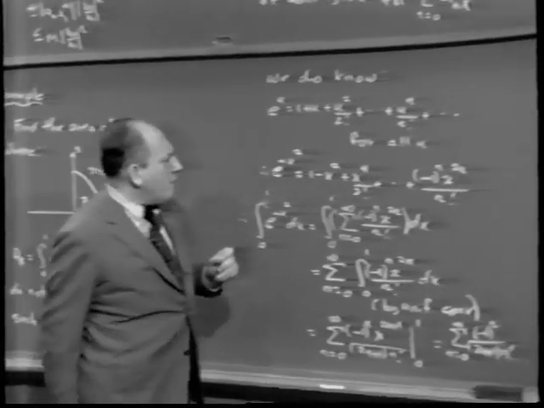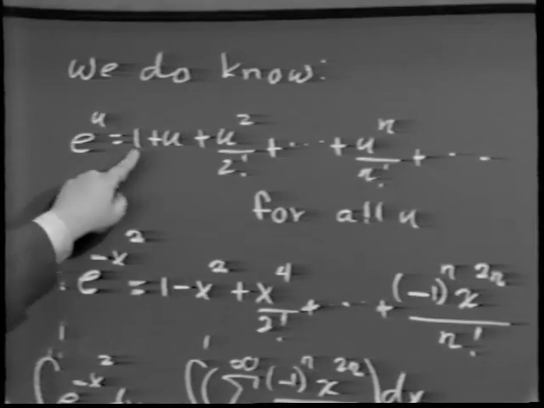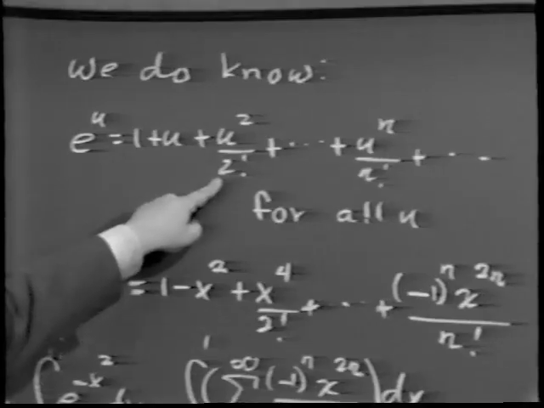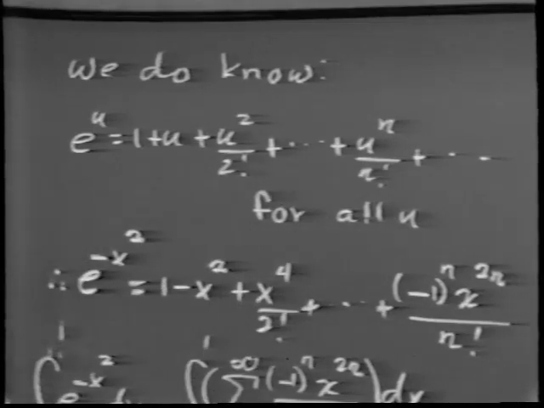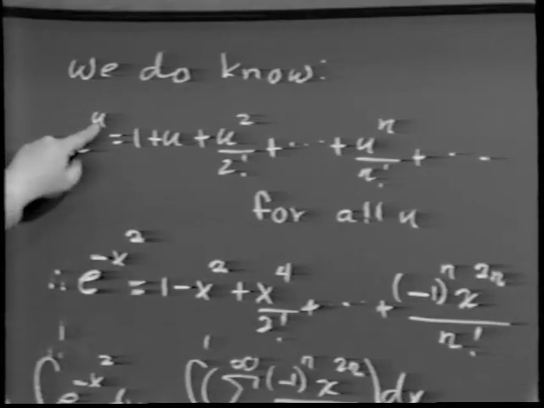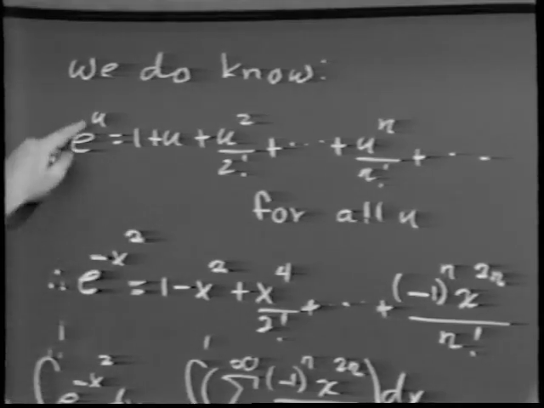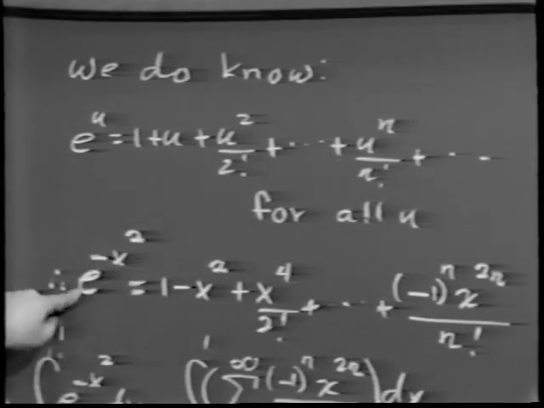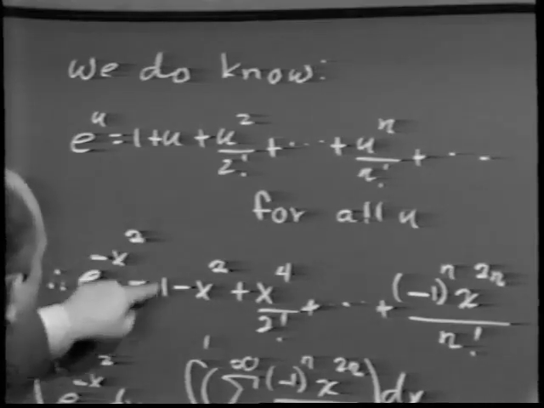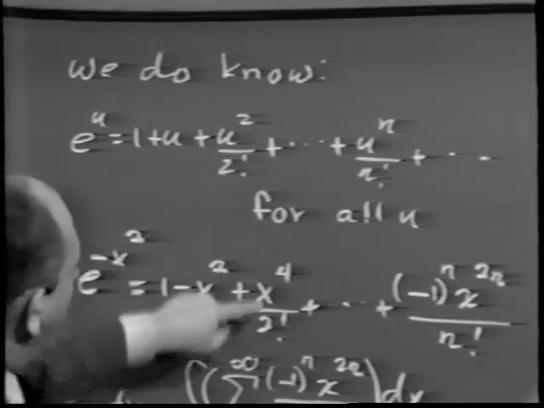First of all, from our previous material, we already know that e to the u is represented by 1 plus u plus u squared over 2 factorial plus, etc., u to the n over n factorial, etc., for all real numbers u. Okay, we already know that. In particular, since u is generically just the name for any real number, and minus x squared is a real number also, I can replace u by minus x squared, and that leads to what? e to the minus x squared is 1 minus x squared plus x to the 4th over 2 factorial.